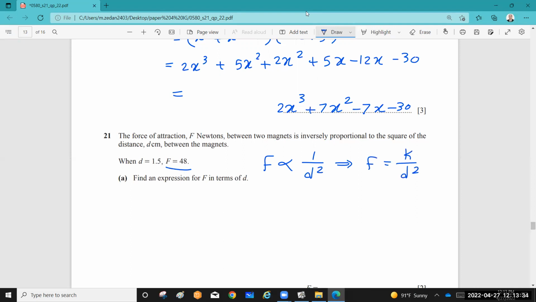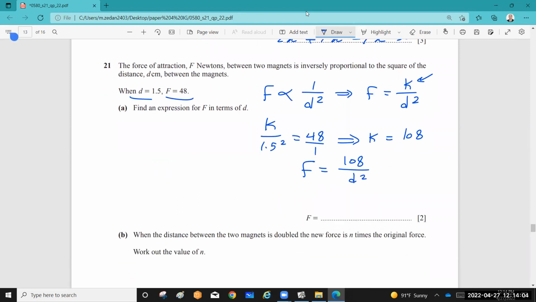Now substitute with the given values of f and d to find the constant of proportionality. Okay. So just write k over 1.5 squared, the given number of d, is equal to the f is 48. Across multiplication, you will get k equals 108. So the formula simply is f equals 108 over d squared. It's very easy. Okay. So this is the formula, f equals 108 over d squared.